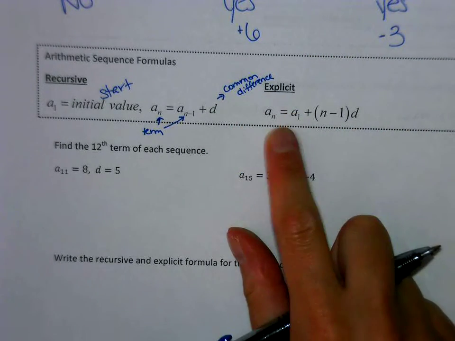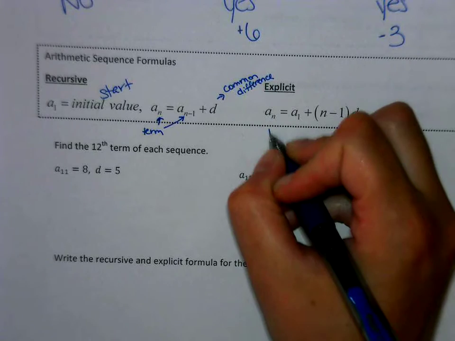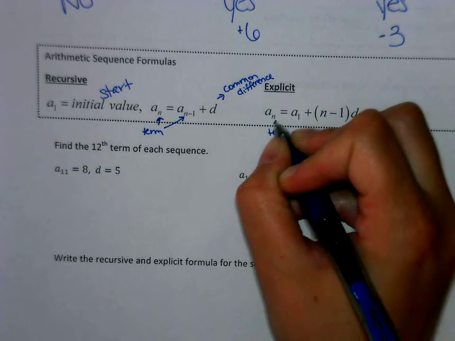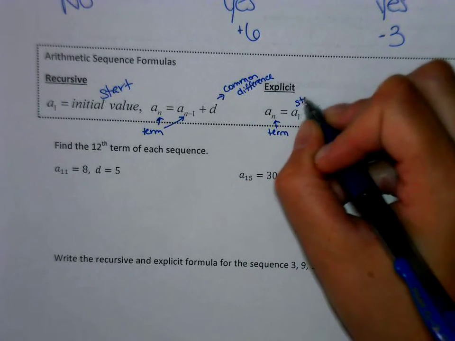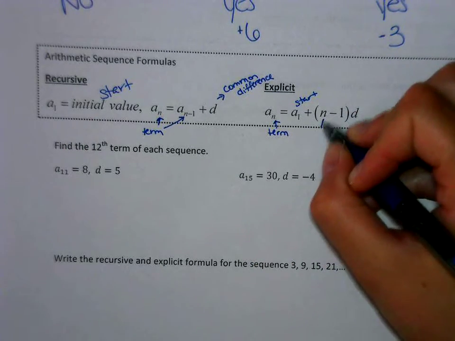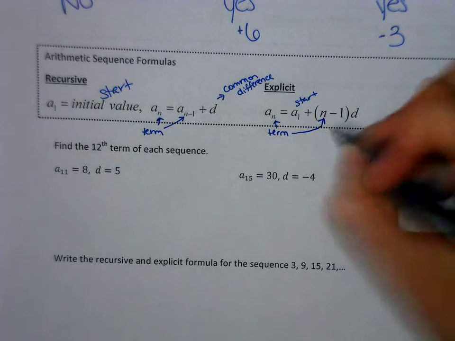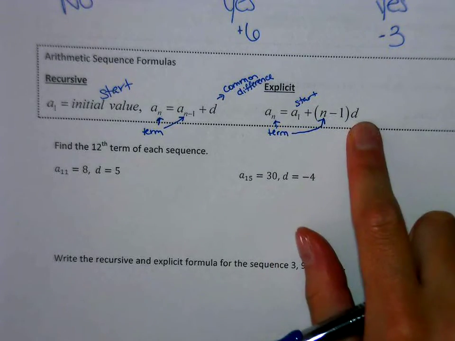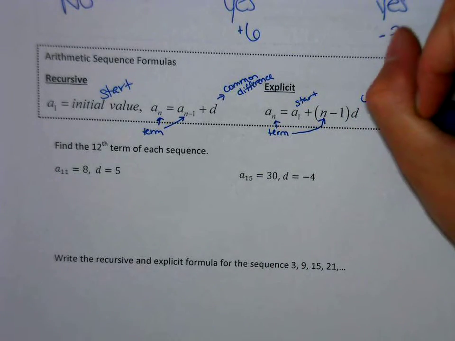In our explicit formula, we have a sub n. Remember again, n still stands for our term. a1 is where we start, the initial value, then n minus 1, and n, like we said before, is the term we're looking for, and d is still our common difference.